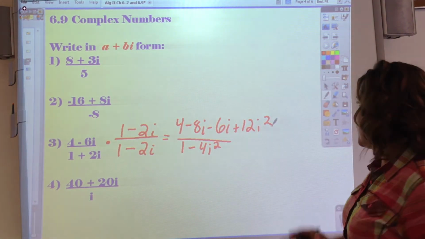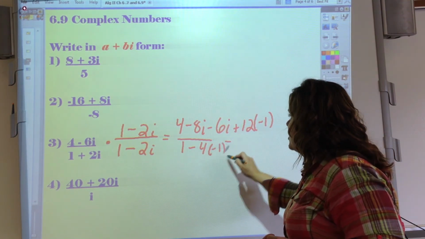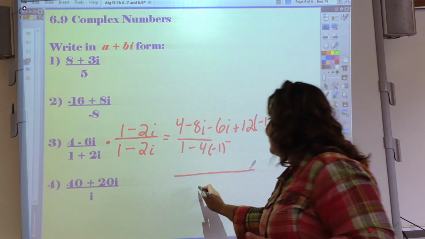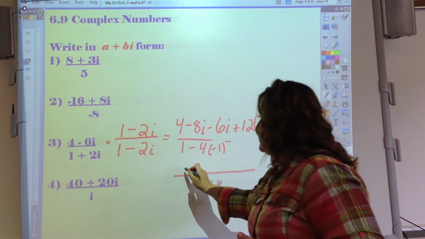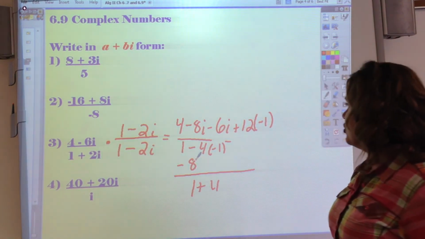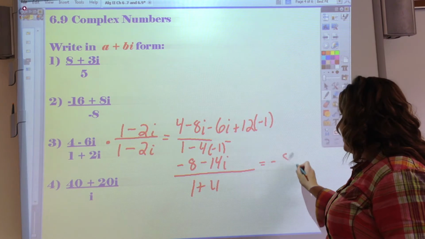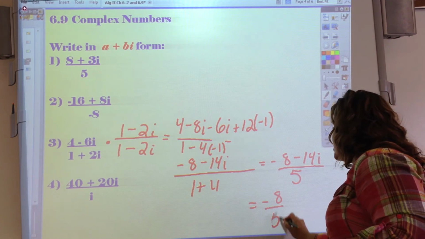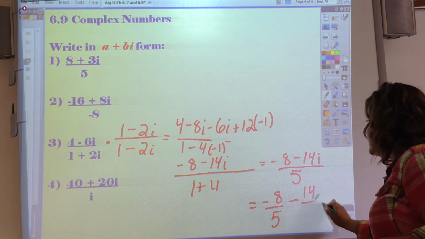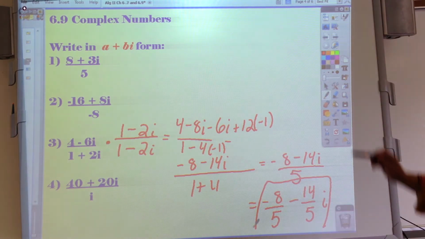Now let's attack our i squareds and change them to negative 1s. In the denominator, I get a positive 4. In my numerator, I have 4 minus 12, which is actually a negative 8. And I can combine these two like terms and get negative 14i. Now in my denominator, let's simplify. I have negative 8 minus 14i all over 5. And in my final step, I get negative 8/5, that's the real portion, minus 14/5, that's the imaginary portion, times i, or we have the i there to show that. All right, if you didn't follow all of that, there's one more example coming.